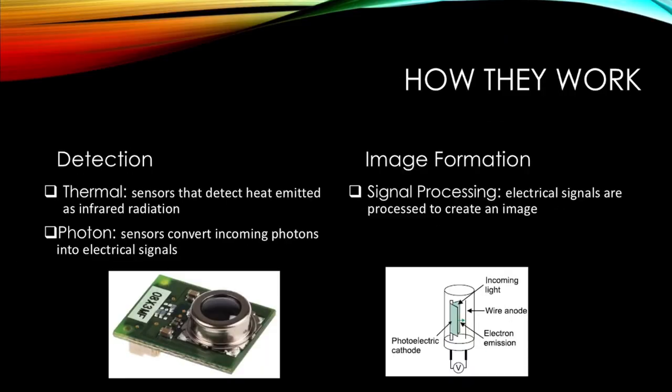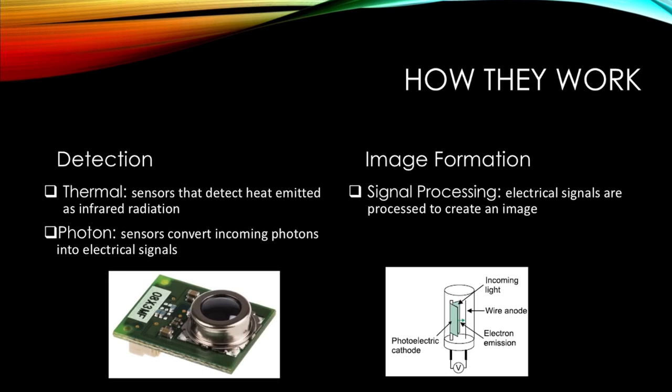There are two sections to cover in the basics of how infrared cameras work: detection and image formation. The first being detection. This is where thermal sensors can detect heat emitted as infrared radiation. There are also photon sensors, which convert incoming photons into electrical signals. And then all of those are combined into the image formation, where signal processing takes place. This is how the image actually takes form. As you can see here to the left, I have a picture of what a thermal sensor looks like, while to the right, you can see how image formation takes place. You have incoming light being read with a wire anode mixing with an electric emission and a photoelectric cathode, which all together works to create the image that you're seeing before your eyes.